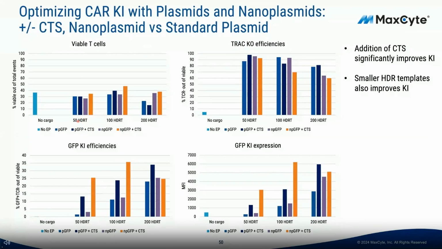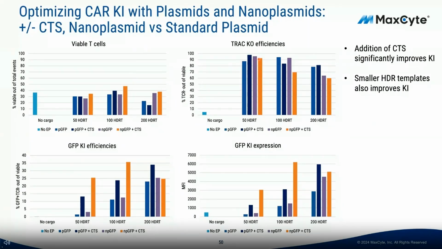From 50 micrograms per ml up to 200 micrograms per ml, you can see that the viable cell population is pretty similar to the non-electroporated. The TRAC knockout efficiencies can reach as high as 90%.